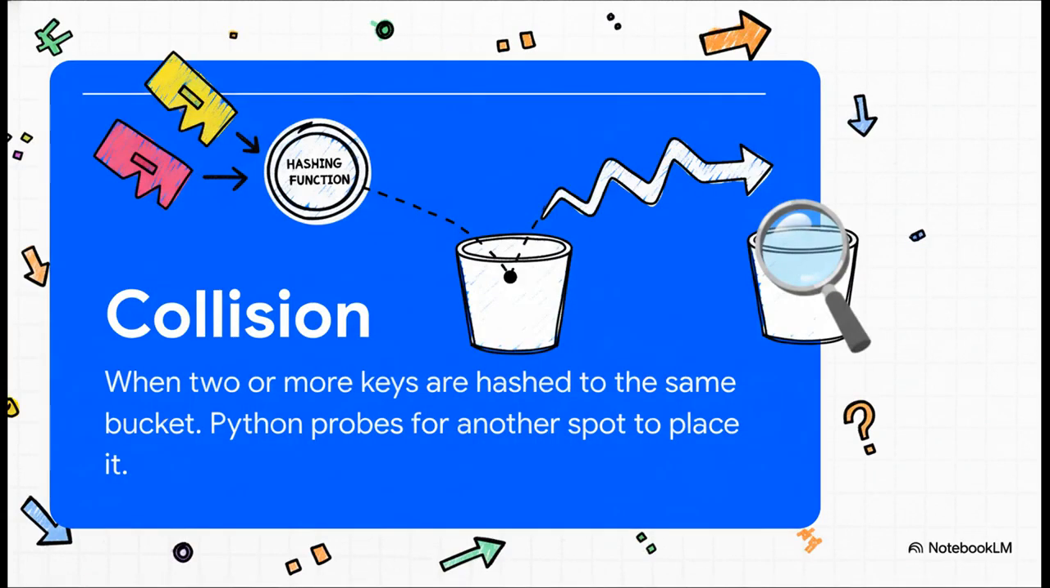Yeah, that can definitely happen. And it has a name. It's called a collision. And you know what? Python totally expects this to happen. It's built for it. When a collision occurs, Python just calmly says, okay, this spot is taken. And it just probes or looks for the next empty bucket nearby. It handles it all for you behind the scenes.